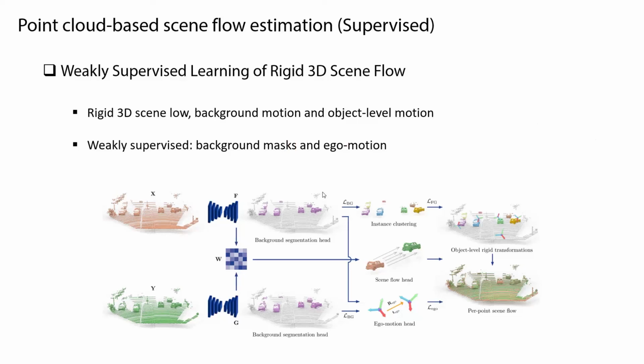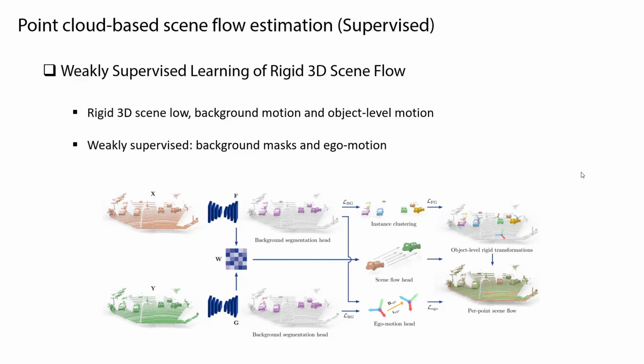The supervision signal used in this method is weaker than the scene flow ground truth. One supervision they use for network training is the background masks, which indicate if each point is from the background or from the rigid moving objects. And another supervision signal is from the ego motion. These two supervision signals can be easily obtained from many large-scale real datasets and don't need much human effort.